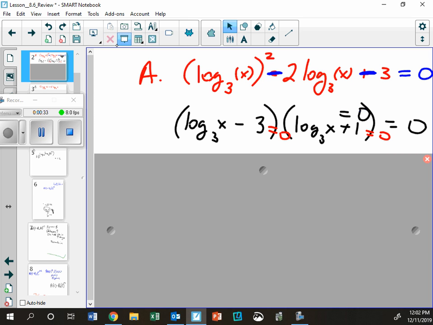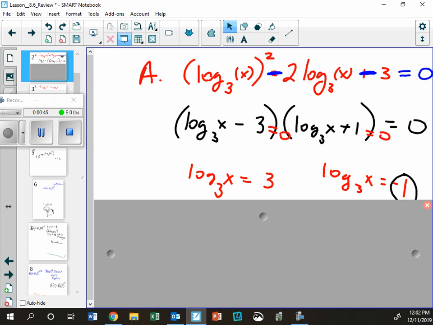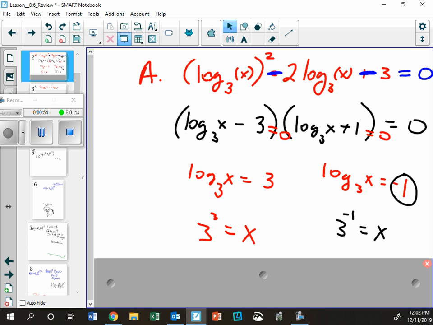Okay. So now what? Well, then you factor it. You set the one on the left and the one on the right both equal to 0. Next step is now just adding 3 to both sides. Log base 3 of x equals 3, and then you rewrite that, and you get 3 to the third. On the other side, you have a rewrite, and you get 3 to the negative 1.